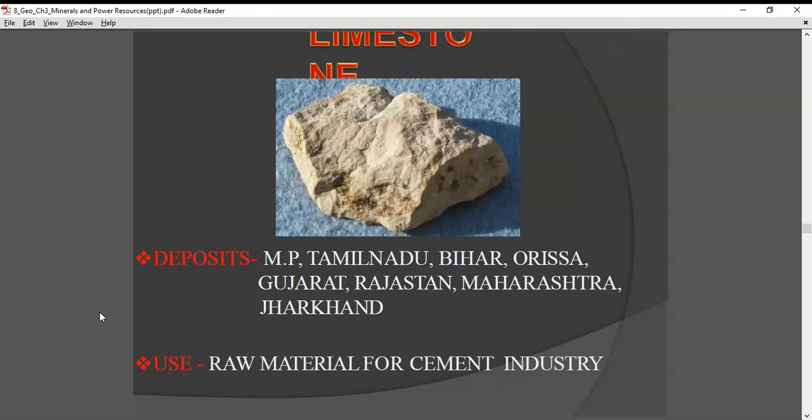Then we have limestone deposits. They are found in Madhya Pradesh, Tamil Nadu, Bihar, Odisha, Gujarat, and Rajasthan. Sir, is it used to get cement? Absolutely right. Limestone mixed with gypsum is what gives us our cement. It is one of the main raw materials for making cement. That is limestone.